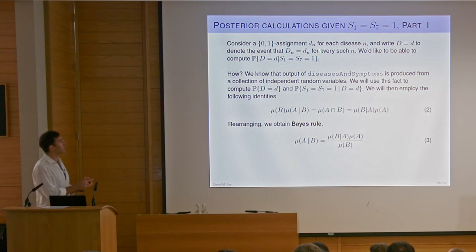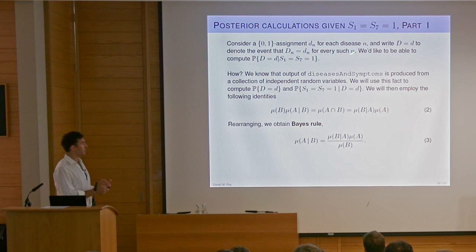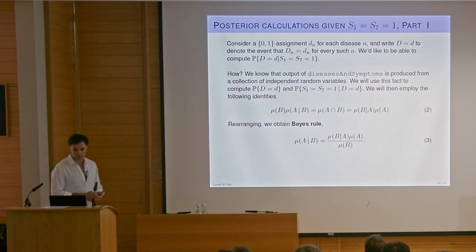So I'm going to consider some assignment to the diseases. And I'll bunch these diseases up in a vector D, and I'll just write D equals d for the event that all the diseases match some particular fixed set of diseases. And something that I might be interested in is, what's the probability that this particular collection of diseases is underlying these two observed symptoms?